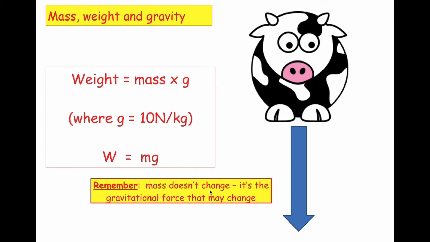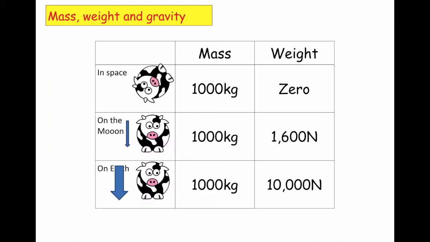Remember, mass doesn't change. It's the gravitational force that may change. So the weight is changing because of the gravitational field strength of the place. So mass does not change. Why? Because mass is the amount of substance. The amount of the substance does not change.